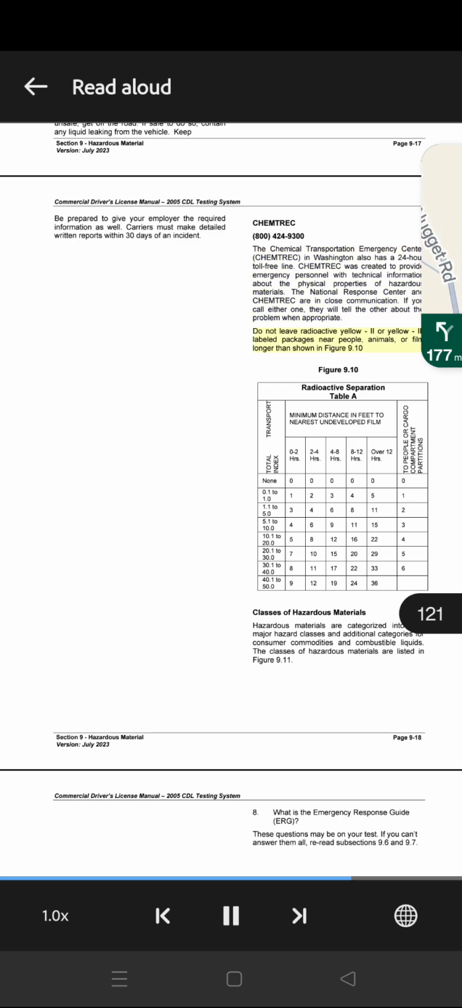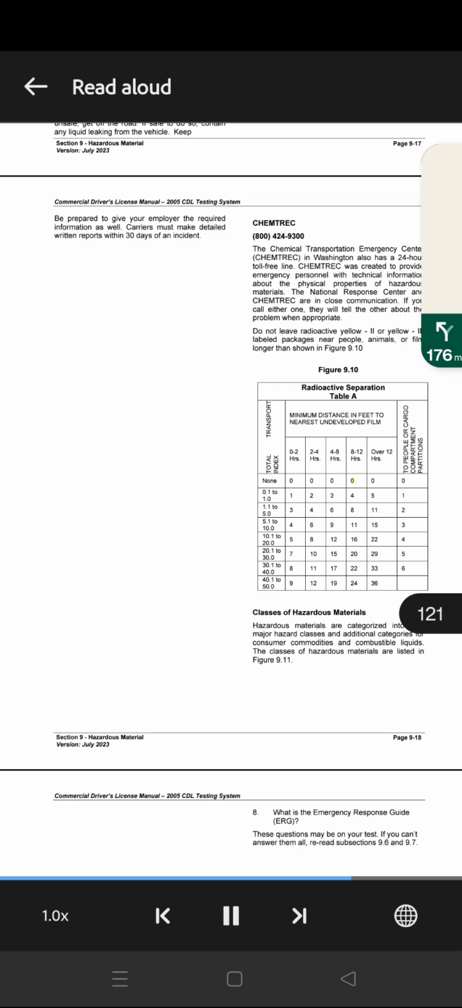Do not leave radioactive yellow 2 or yellow 3 labeled packages near people, animals, or film longer than shown in Figure 9.10. Figure 9.10. Radioactive Separation Table A. Total Transport Index. Minimum distance in feet to nearest undeveloped film, to people or cargo compartment partitions. 0 to 2 hours, 2 to 4 hours, 4 to 8 hours, 8 to 12 hours, over 12 hours.